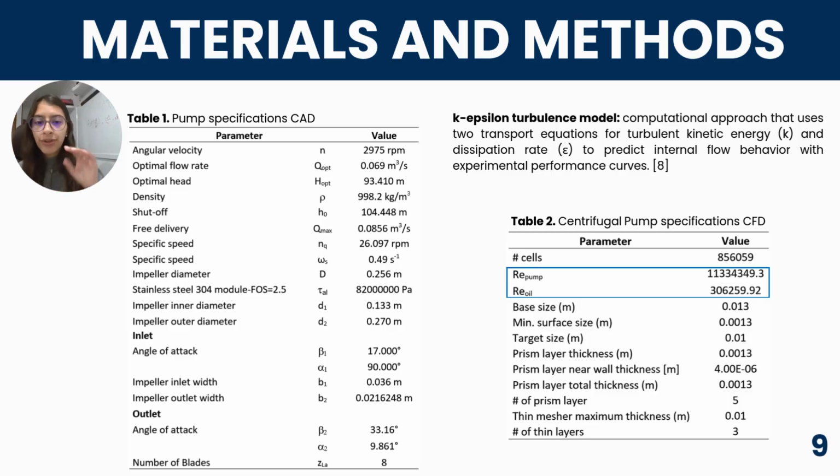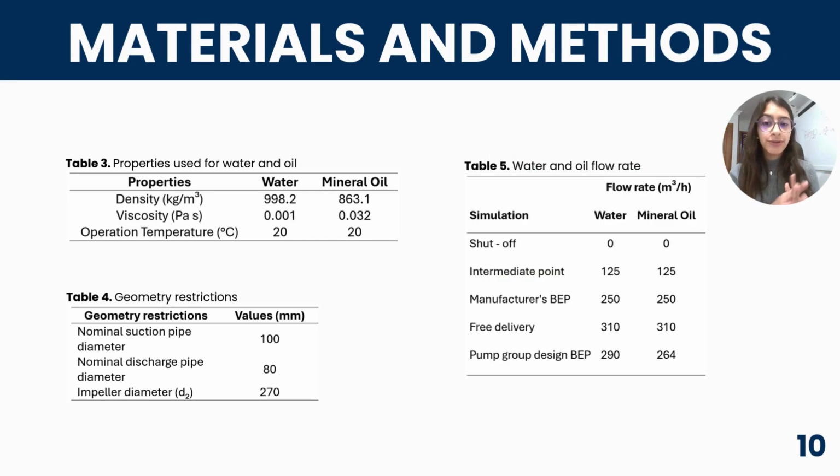As we can see in Table 2, there are two highlighted Reynolds numbers, which are for water and oil respectively. We can see in water that this extremely high Reynolds number indicates a strongly turbulent flow, making the k-epsilon model an excellent choice. While in oil, there's a lower Reynolds number due to its higher viscosity, it's still well within the turbulent regime, which means that the k-epsilon model remains appropriate for this fluid too. Also, the properties used for water and oil, the geometry restrictions, and the water and oil flow rates used for the simulations are listed in Tables 3 to 5.